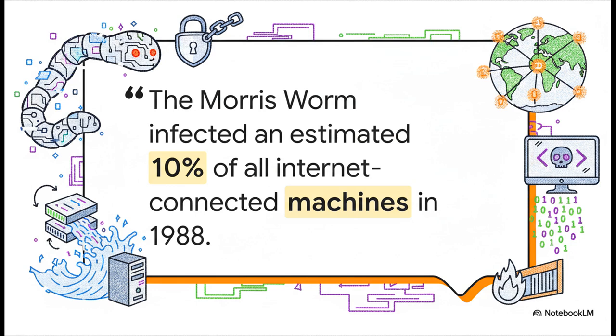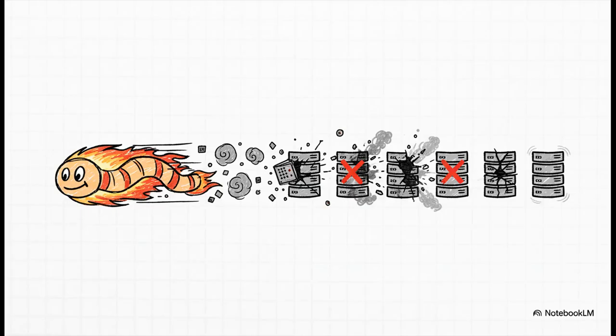In 1988, when the internet was still basically in its infancy, a single program written by a graduate student managed to infect 1 out of every 10 machines connected to it. It was the very first time the world saw how one tiny vulnerability could have this massive cascading effect across the whole network. Now, fast forward 15 years. The same technique was used again, but this time the result was even more dramatic.